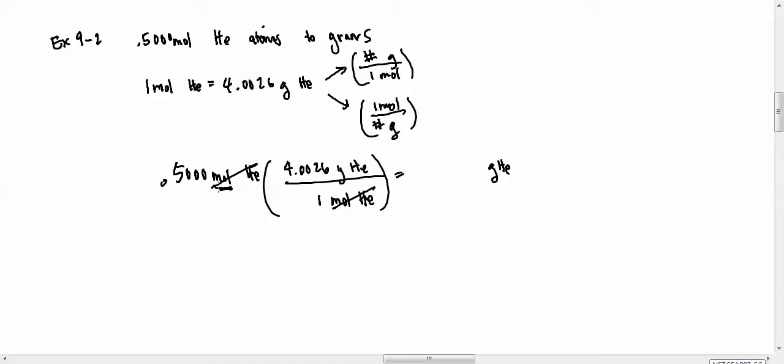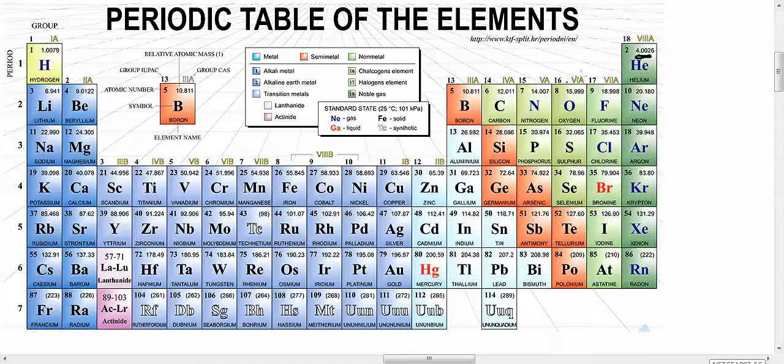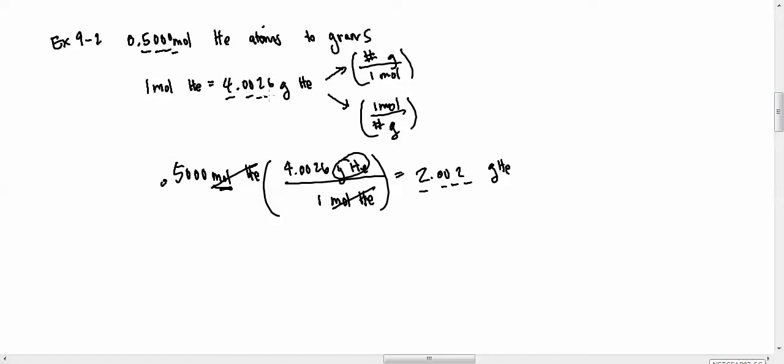And let's see, 0.5000 times 4.0026, that is 2.002 grams of helium, because my units that are left over is grams of helium. How many numbers do I want to report? Well, originally I was given 1, 2, 3, 4 significant figures, so I want 4 significant figures in my answer. 1, 2, 3, 4. And notice how I wrote down the molar mass, which is 4.0026, to have 5 significant figures. 1, 2, 3, 4, 5.